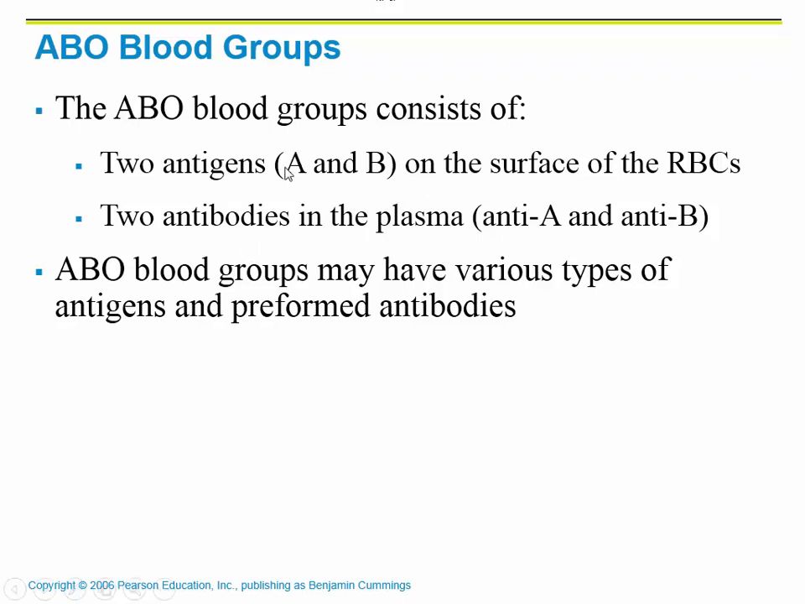There are two antigens in the human body: an A antigen and a B antigen, and these are on the red blood cells. Then there are also two antibodies, and antibodies are things in your body that attack other things. There's an anti-A antibody, so it doesn't like A blood, and an anti-B antibody, so it doesn't like B blood. The anti-A antibody does not like the A antigen, and the anti-B does not like the B antigen.